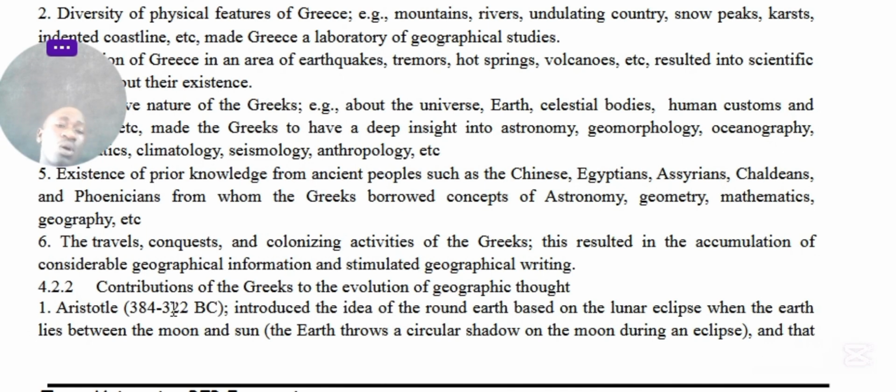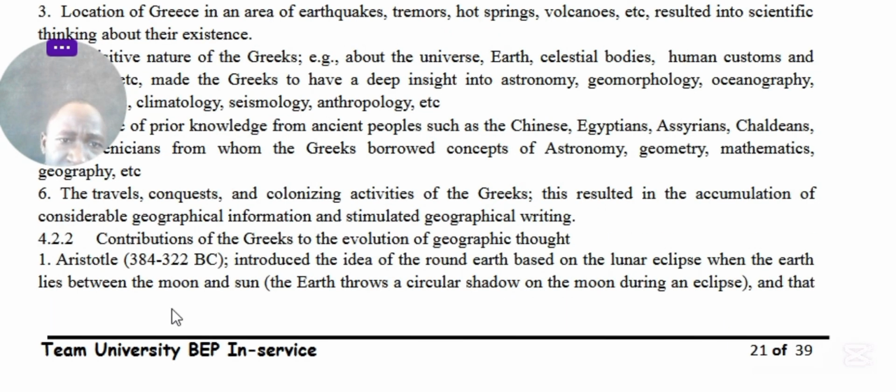They went ahead and also made research about the winds and the climates of the world, depending on the particular regions they studied. They also looked at the diversity of physical features of Greece. Here they went ahead to visit some of the mountain rivers and the other glaciated or snow peaks, or what we can term as karsts. Then they looked at the indented coastlines of Greece in the areas where they went.